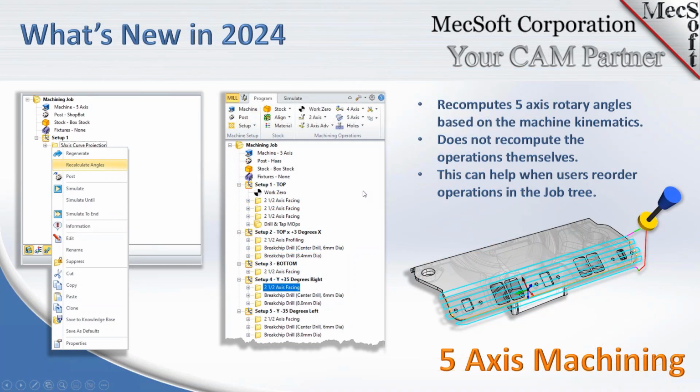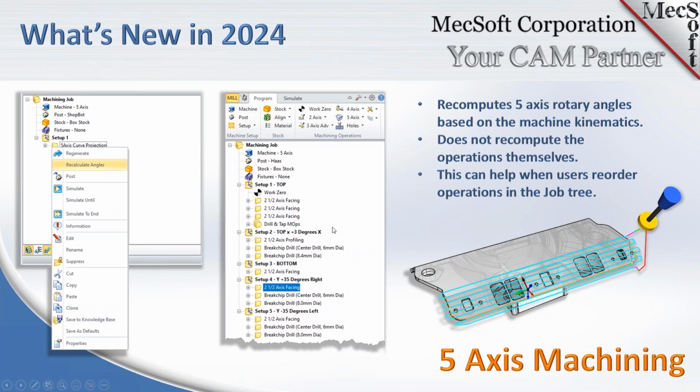Now this one here is a relatively minor enhancement, but it comes in really handy if you're doing indexed 5-axis operations. So you see this part over here on the right. We do some index machining, and each one of the setups here is an indexed position in 5-axis. So what we've added is the ability to recalculate the angles that the tool would take in order to get from each of these fixed positions, and we added that without the need to recalculate the entire machining job.